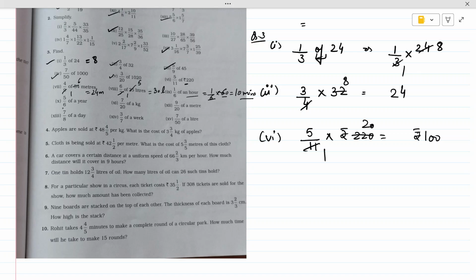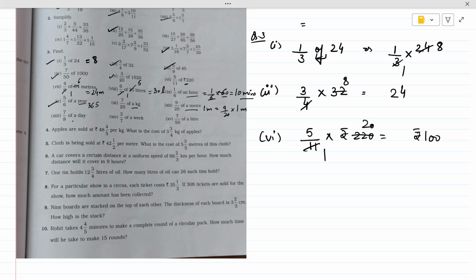Now 5 by 6 of a year, you can find it out how. We have to multiply this with 365, because 1 year is given to us. If it is like 5 by 6 of 7 years, then you have to multiply it with 7. Then 7 by 20 of a kg. A kg means 1 kg. 9 by 20 of a meter. A meter means 1 meter. So it will be something like 9 by 20 of 1 meter. Like this you have to find out.